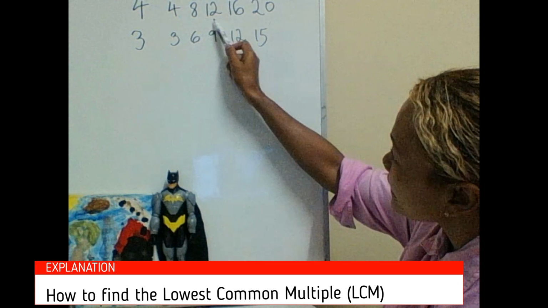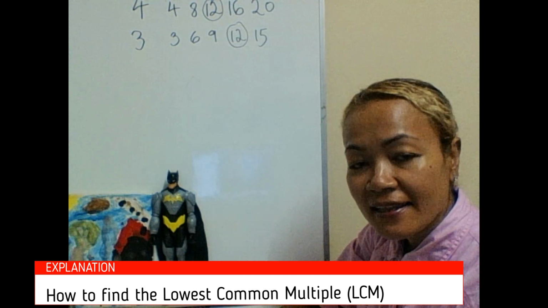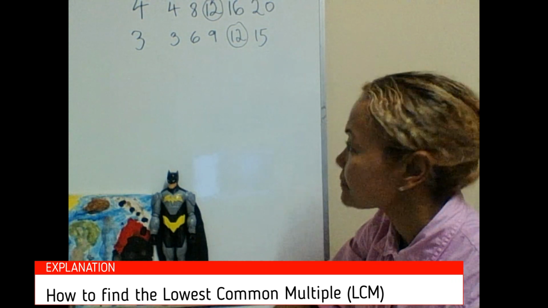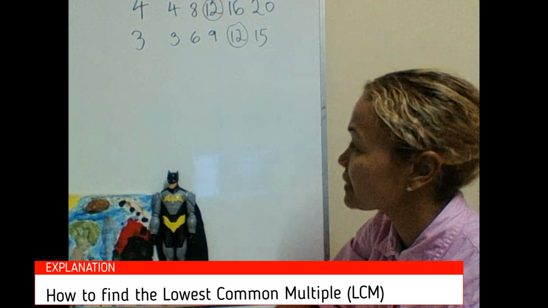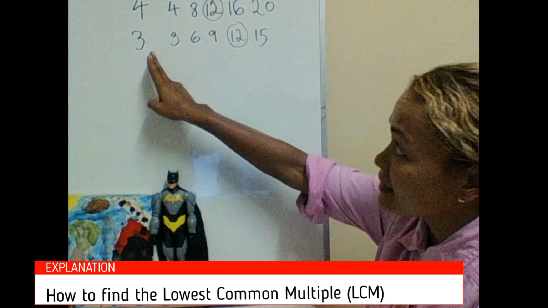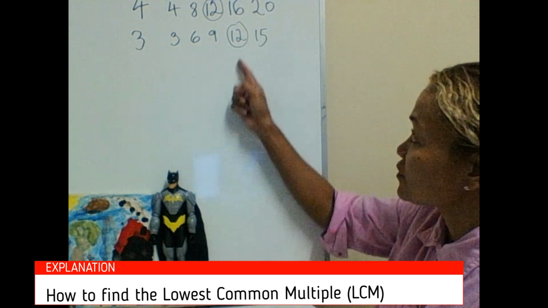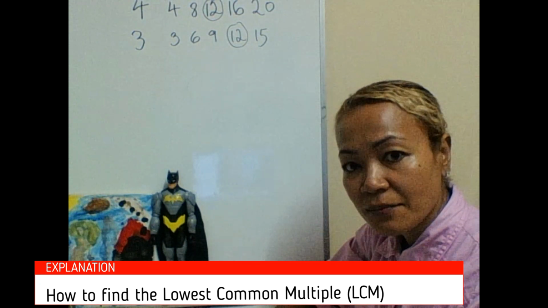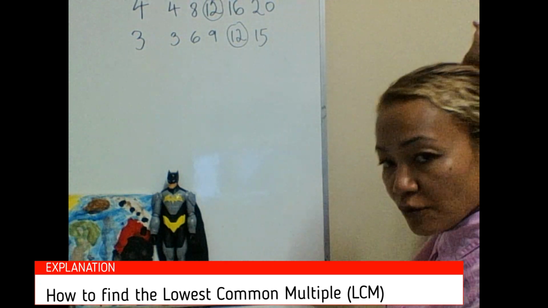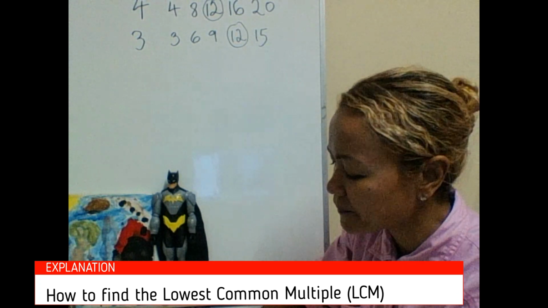You can see that the 12 and the 12 here are the first ones that appear in both lists. It's the first number that appears in both lists, so it's the least common multiple. Now, that's the answer to that question. What's the lowest common multiple of 4 and 3? It's 12. Like I said before, there are other multiples. If you kept on doing the 3 times table and the 4 times table, soon you'll hit another common multiple. But this is the lowest one. That's what we're interested in here.